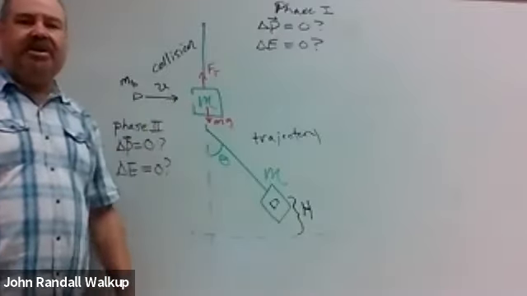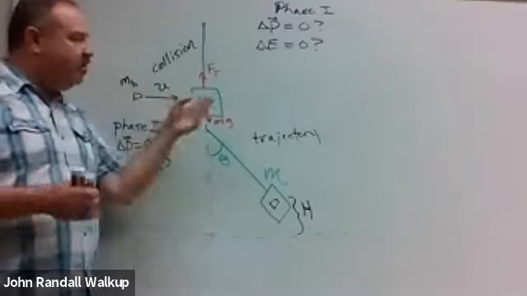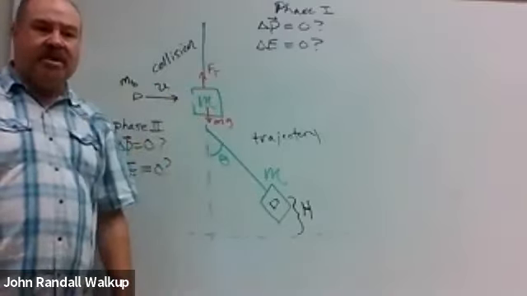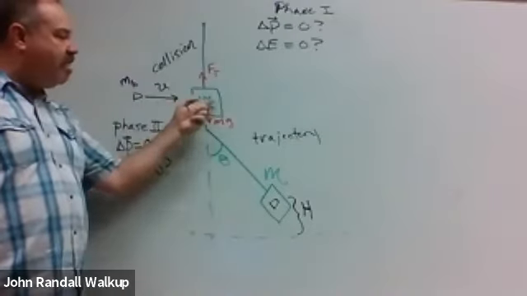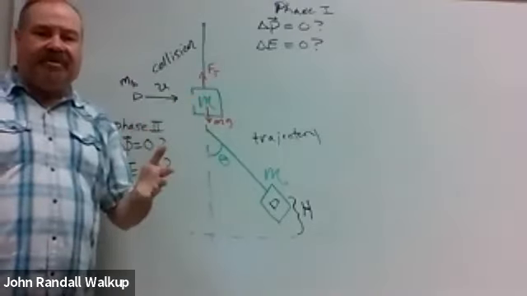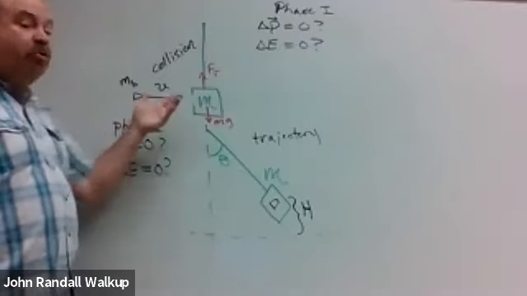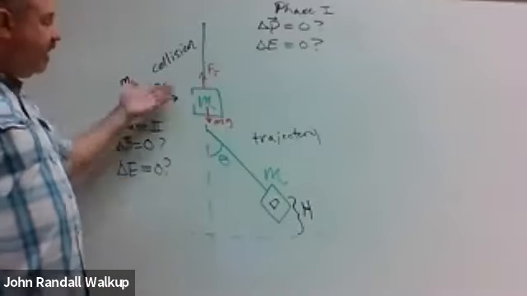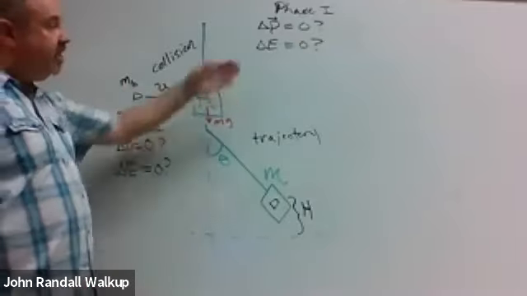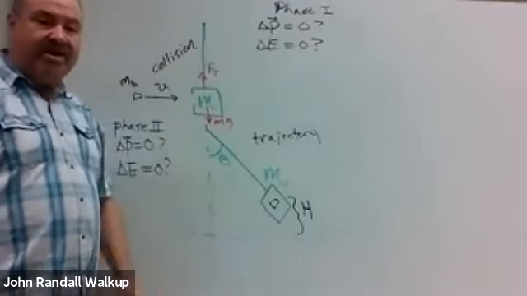It's a perfectly inelastic collision. The bullet is sticking to the block. The forces that the bullet applies to the block and the block applies to the bullet are non-conservative, and they do work on each other. Energy is not conserved. Perfectly inelastic collision: not only is energy not conserved, but the maximum amount of energy that can be lost is lost.